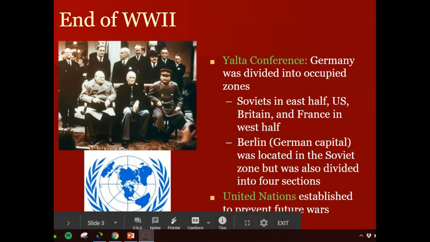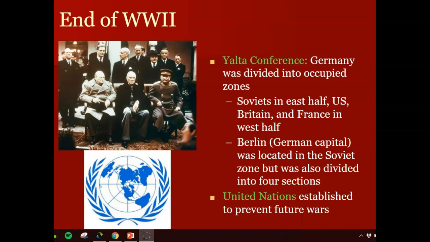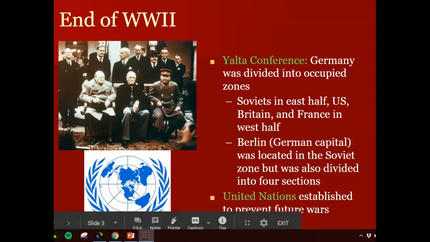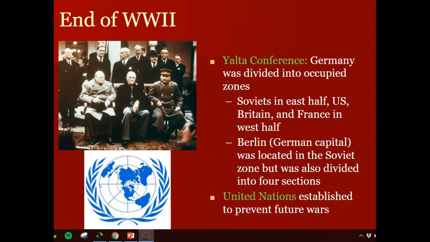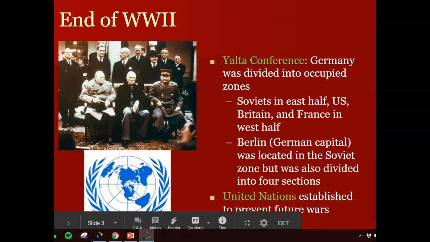Berlin, which was in the Soviet zone, was the German capital before the war and during the war, but after the war, it's not going to be the German capital anymore. For a period of time, there is no Germany, there is no German capital. It's just a land occupied by the winners of World War II. That too was divided into four sections, so it's kind of a weird little island in the middle of what will become communist East Germany.